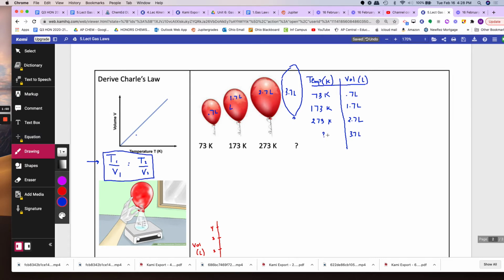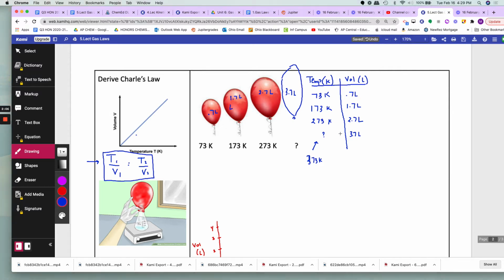Yes, you can. You can use the data that you've had before and see if there's a trend. It looks like 73, 173, 273. So I predict that to be 373 maybe, because it's going up by 1 liter. So that's our prediction, but sometimes the numbers are not this nice.